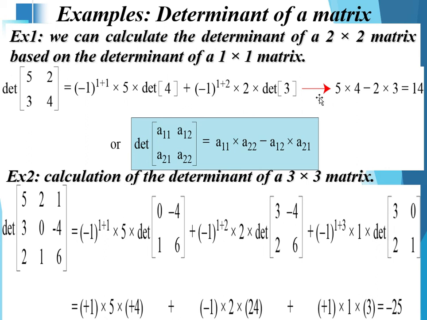If we want to perform it shortly, we can use the direct method of determinant, which is A11 into A22 minus A12 into A21. This is the short method for the determinant.